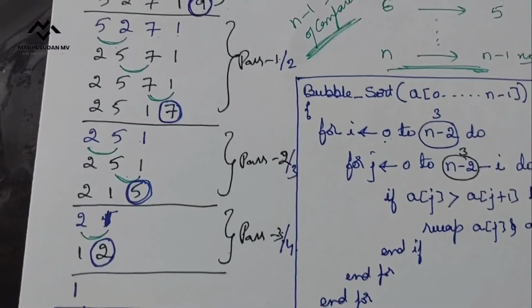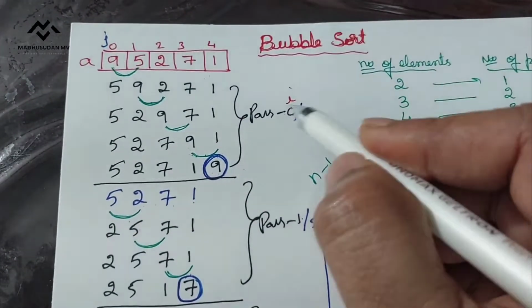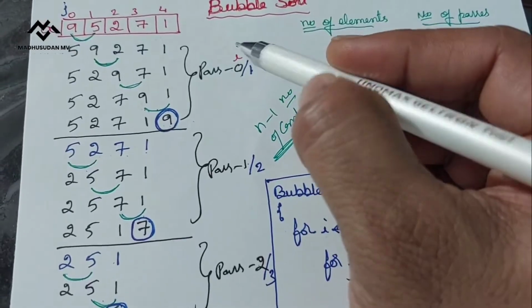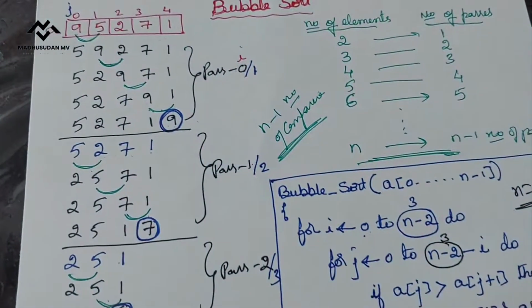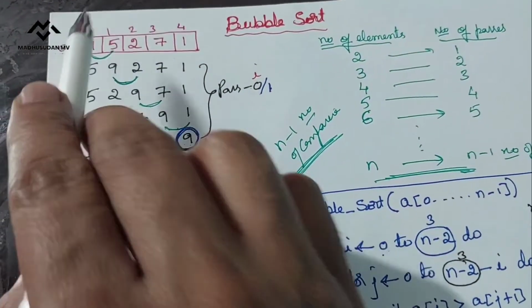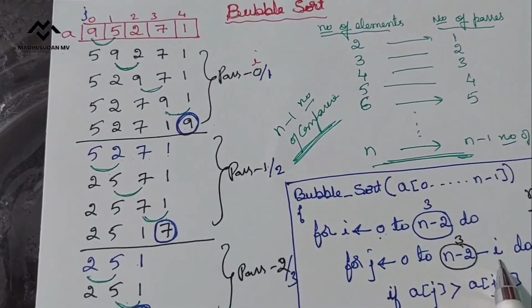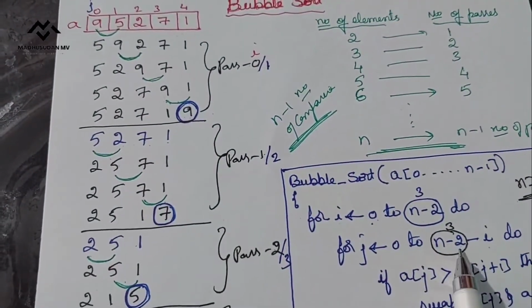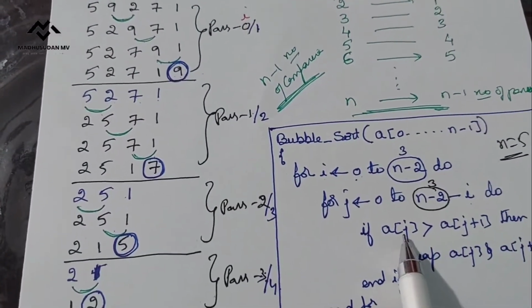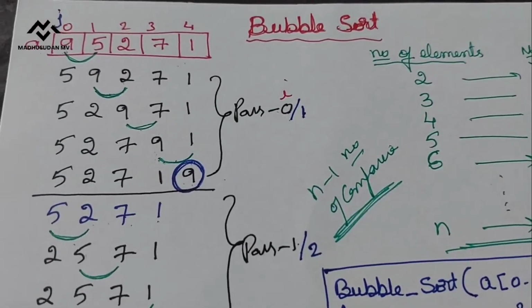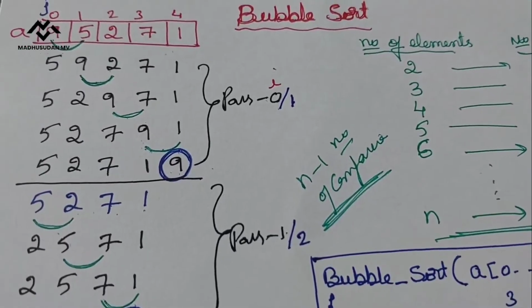Now 0 is less than or equal to 3, true. So i is for the number of passes, and I take 0. Next I take j as 0. So j is less than or equal to 3 minus i. The i value is 0, so 3 minus 0 is 3. 0 less than or equal to 3, true. It comes inside. Now the j value is 0, so is a of 0 greater than a of j plus 1?